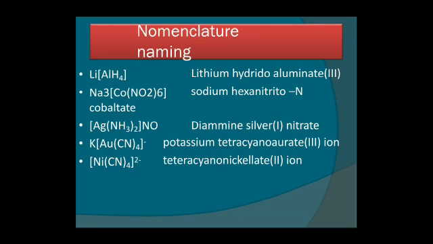Next example, Na3[Co(NO2)6]: sodium hexanitritocobaltate. We can take another example also, like platinum [Pt(NH3)2Cl2]. How will we write down the name? First we will take the ligand. Ligand is ammonia, so 2 ammonia, diammine, dichloro, platinum. We know platinum is 2.